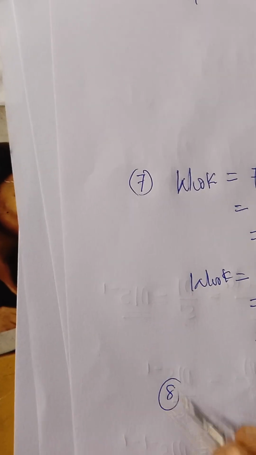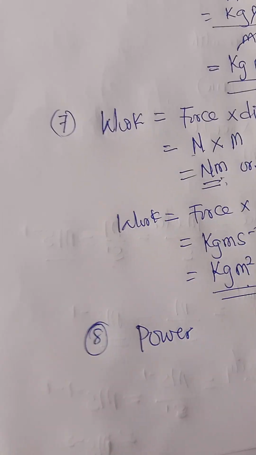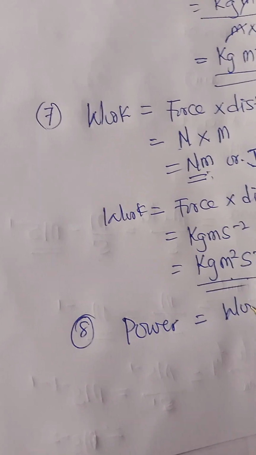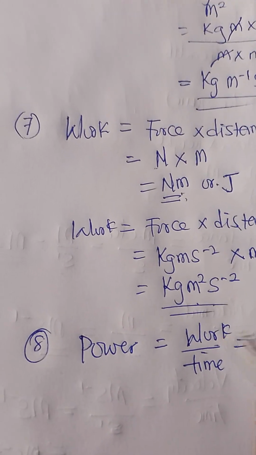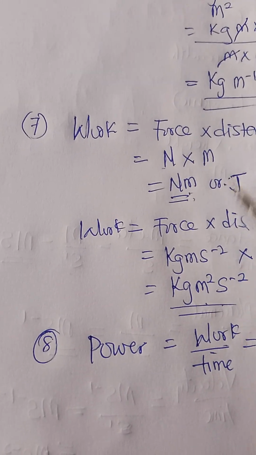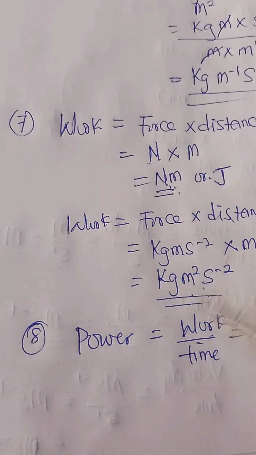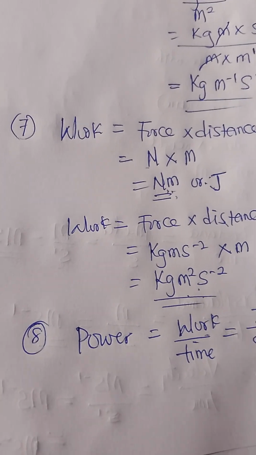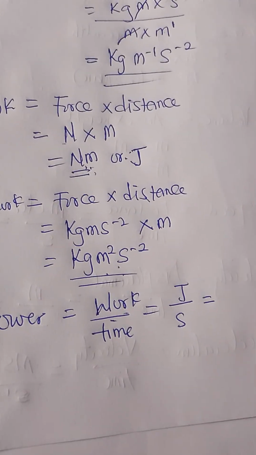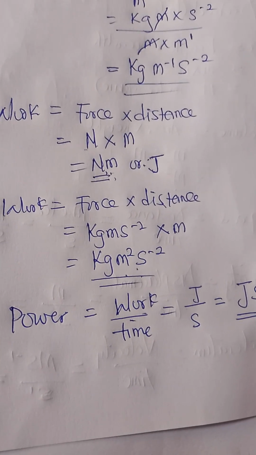Then let's take some other example. Let's take power. Power will be work over time. So what is the unit for work? I have got unit for work as joule. I also got unit for work as Newton meter and this. So I can use any of it. So if I use the joule, I'll have joule over second, which will give us joule per second. So joule per second is unit for power.